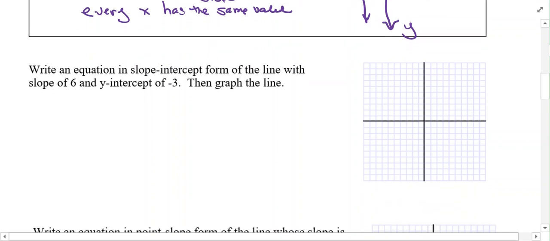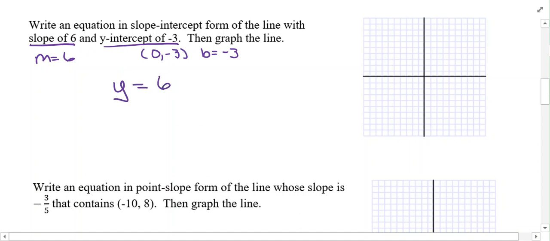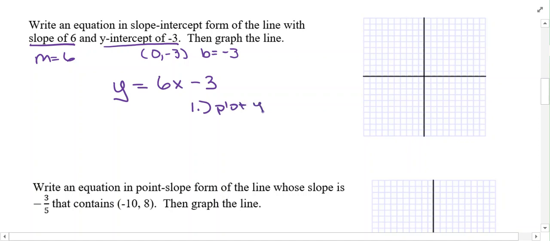So let's work on a few examples here. For the first one, we have a slope of 6, so m equals 6, and a y-intercept of -3. So we have the point (0, -3), so b would equal -3. So it would be y equals 6x minus 3. To plot this, the first thing you're going to do is plot the y-intercept.